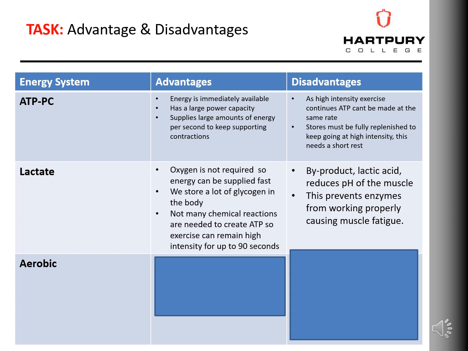So have a think about the advantages now. The advantages for the lactate system. Obviously oxygen is not required, so we can supply energy fast. We store a lot of glycogen in the body, and there's not many chemical reactions that are needed to create ATP. Okay, disadvantages are the byproducts. Okay, this is a big disadvantage. The lactic acid reduces the pH of the muscle, obviously making it acidic. Okay, this prevents enzymes from working and therefore can cause muscular fatigue, which is not great for athletic performance.